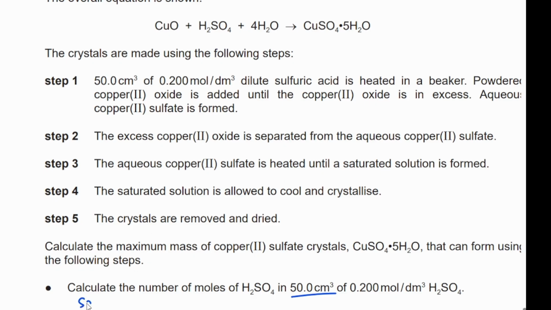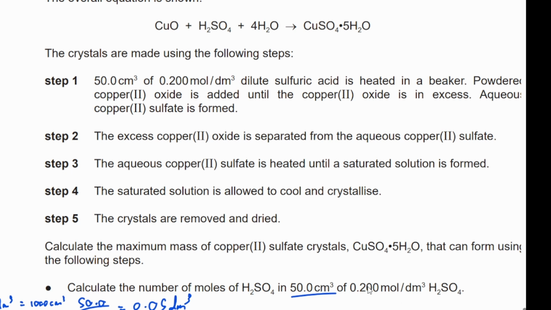So 50 divided by 1000 equals 0.05. Yes, it's 0.05 dm³, since 1 dm³ equals 1000 cm³, right? So use this, divide by 1000, you get 0.05.